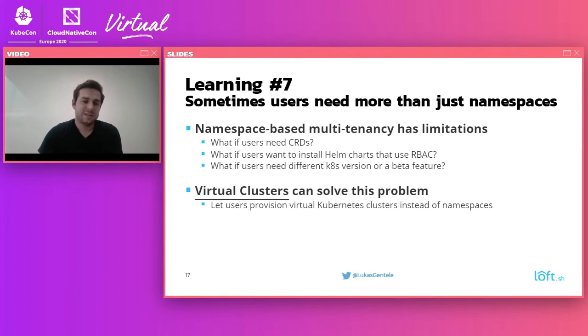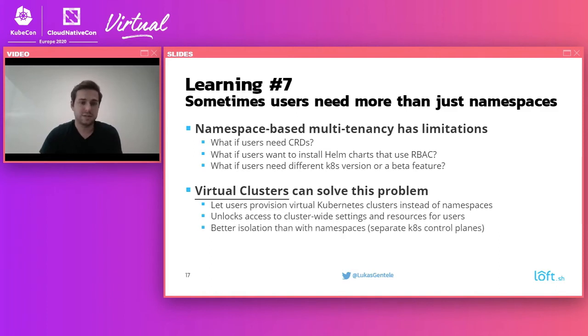And virtual clusters are really kind of Kubernetes clusters that run inside another Kubernetes cluster within a namespace, right? So if you let users provision those, we really unlock access to cluster-wide settings for those users. They can do whatever they want with their virtual cluster. They provide better isolation than namespaces because they host a separate Kubernetes control plane, right? There's a separate API server, which is also great from isolation, security, and stability perspective.